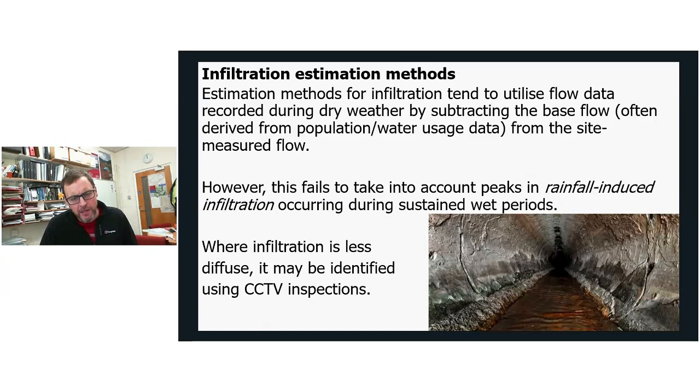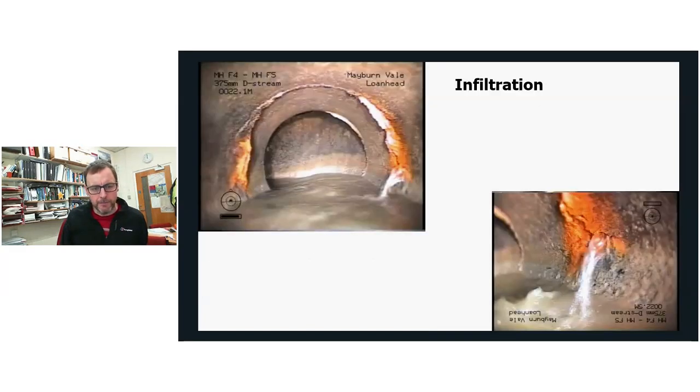But this can fail to take into account what's called rainfall-induced infiltration. So this is where if you've got quite a lot of rainfall over a long period of time, as that water seeps through the ground and reaches the pipe, you'll then get an increase in infiltration. That is less diffuse, where you actually have, like the video I showed you in the last class, a point source of infiltration, you can detect it using CCTV, but a lot of it is just slowly seeping into the network. And yeah, so that's the point source I showed you the last time.